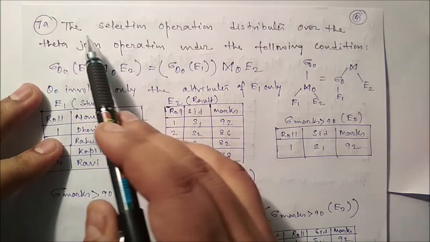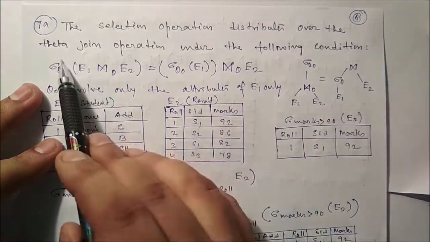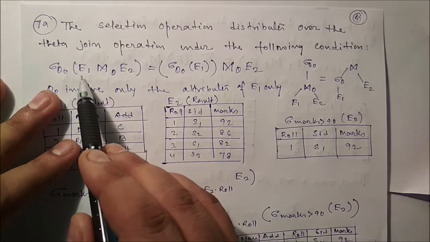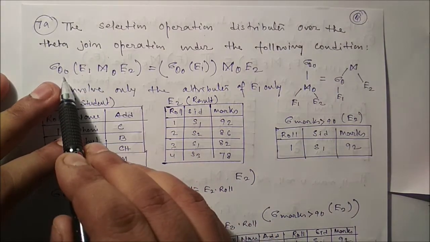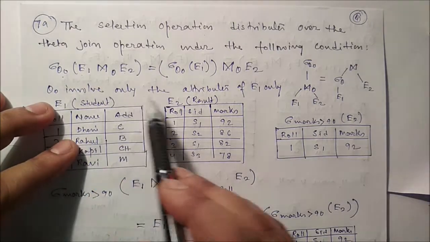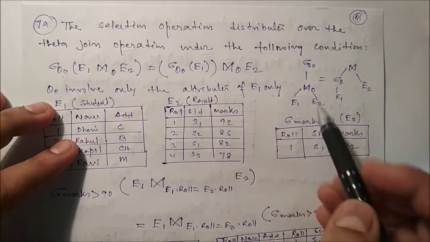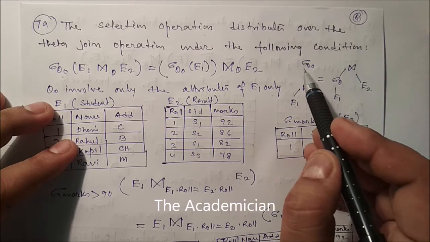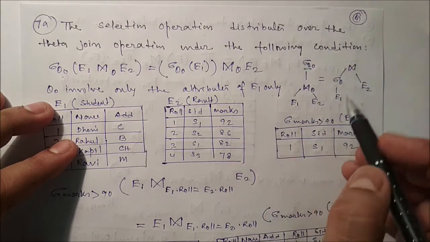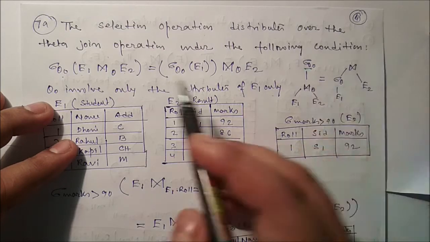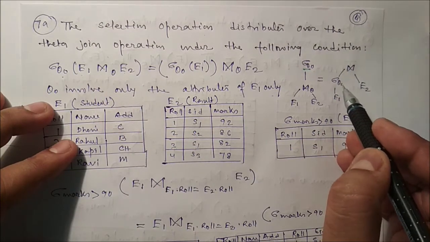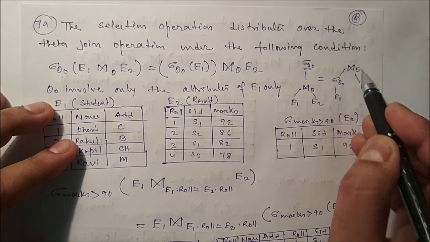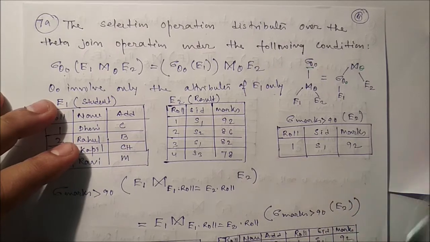Next, 7a: the selection operation distributes over the theta join operation under the following condition. So we can see here, first we apply the theta join, then the selection condition. Here theta 0 is involved only in the attributes of E1. So first apply E1 and E2 with theta join, then apply the selection condition. But instead of doing this, because theta 0 is involved only with E1, you can first apply the selection condition, then apply the join theta. Are you getting this one? So you can see the result.